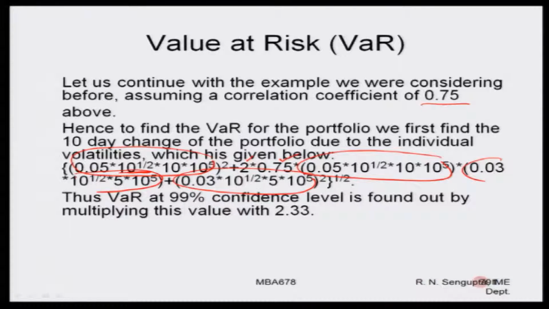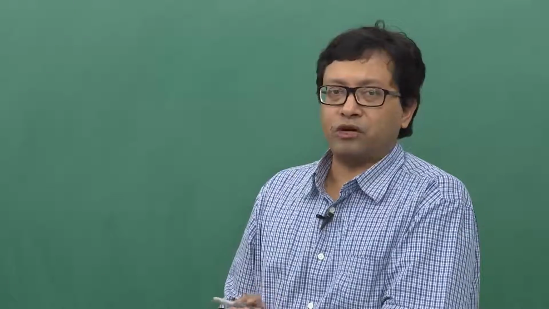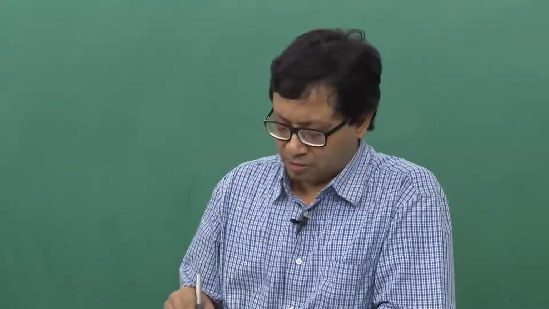Thus the VAR at a 99% confidence level is found out by multiplying the value which you have found out here by 2.33. Similarly, if you want to find out the VAR at 95% confidence level or 90% confidence level, you can find it accordingly. Just before I go to the next slide, you have a question: what if you want to find out the VAR for more than 2 assets? What will you do? You will follow exactly the same principle.